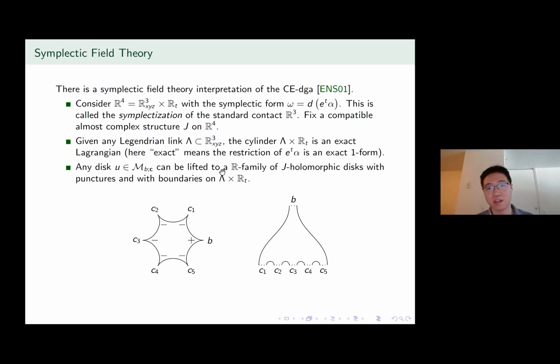What I mean by the R family is that you can translate up and down, because there's a copy of R_t there, so you can translate the disk up and down in the t direction. That's why you get an R family of that. Okay, all right.